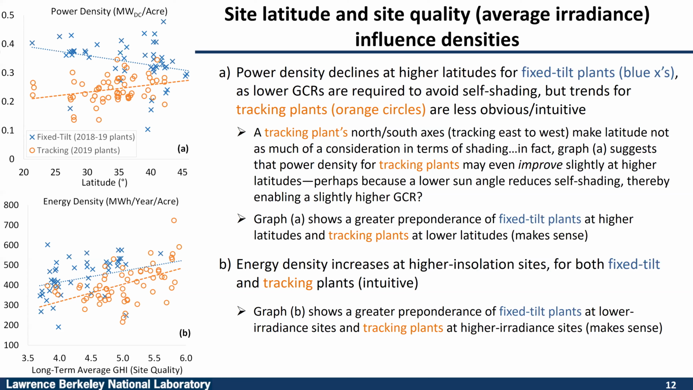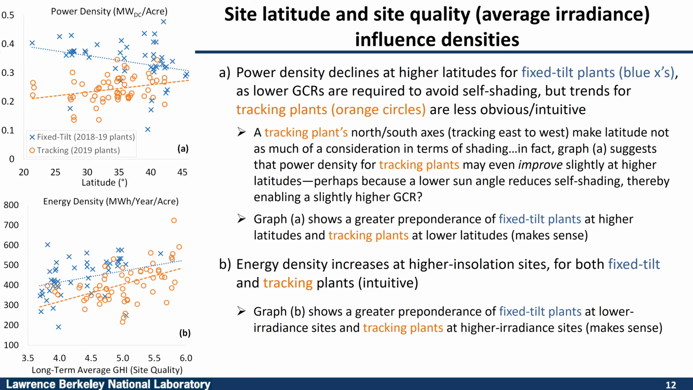So far, I have focused on temporal trends in the medians, but there's clearly a range around those medians as well. And that range depends at least in part on geospatial factors like site latitude and irradiance, which of course are somewhat related. So here we see two scatter plots that compare power density versus latitude in the top graph and energy density versus site quality in the bottom graph. And here we're looking at only the most recent plants in our sample. So in other words, we've taken time out of the picture in this case. We're just looking at the most recent projects.